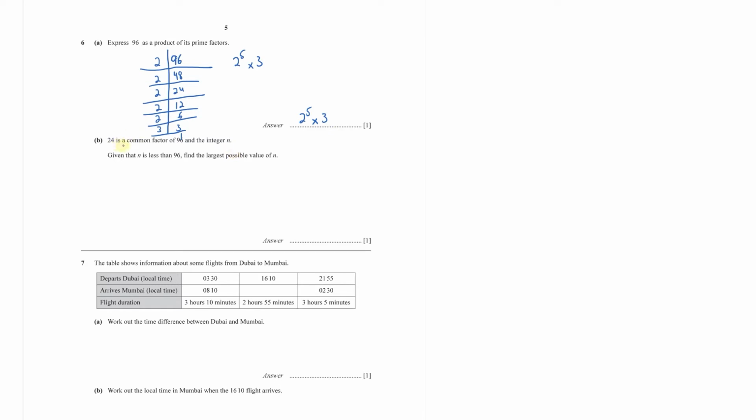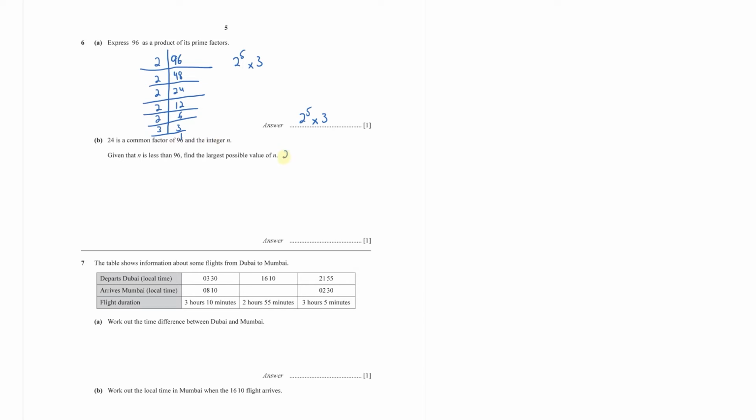Part B: 24 is a common factor of 96 and the integer n. Given that n is less than 96, find the largest possible value of n. So we're given that 24 is a common factor of 96 and the integer n. That means n is a multiple of 24.